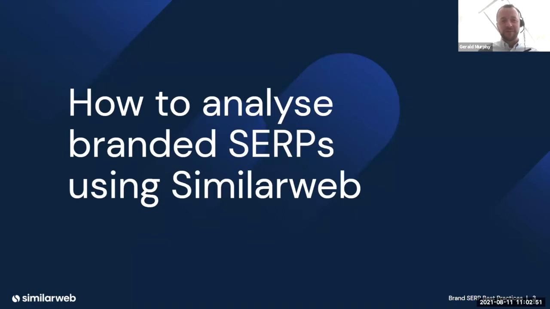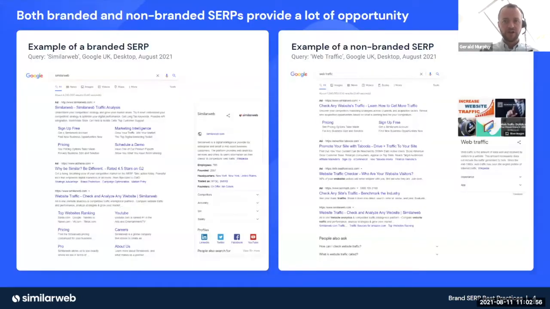So the focus of today's webinar is how to analyze branded SERPs using the Similarweb platform. Just before we deep dive in, both branded and non-branded SERPs provide a massive opportunity for brands. As you can see on the left-hand side, we have done the query of Similarweb. That would be classified as a brand keyword. And when people do searches for brand keywords, branded SERPs are triggered. So there is a difference between the two. You've got brand keywords, which are the individual keywords, and brand SERPs, which is the focus of today's webinar, is what information is presented on what's called the search engine results page, the SERP.